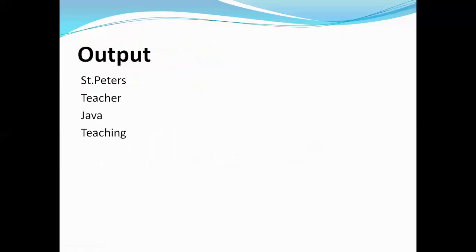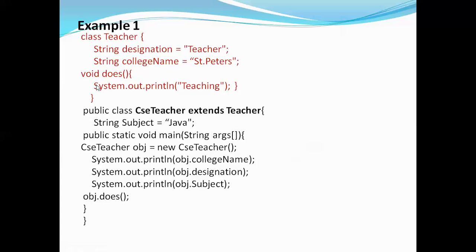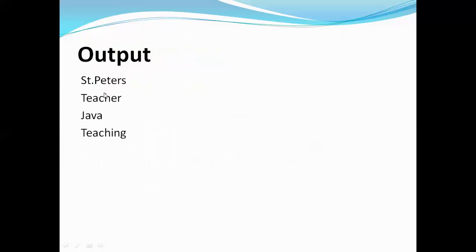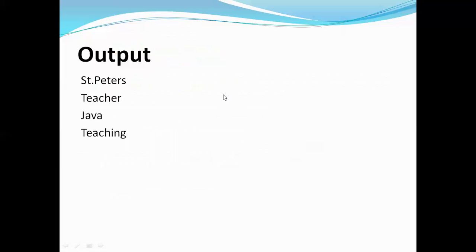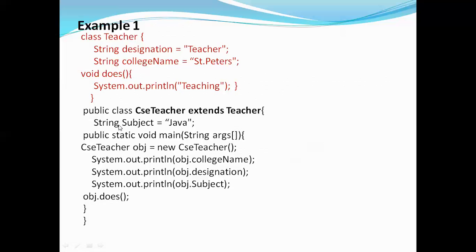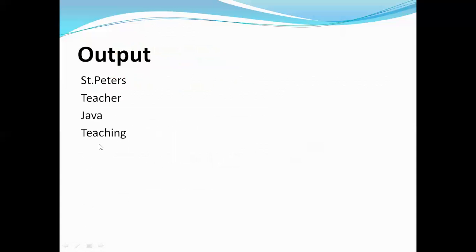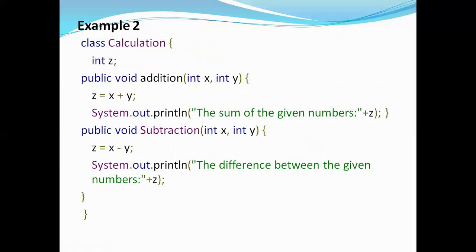Now let's see the output. So this is the output. I have called first college name, that is St. Peter's, then designation, that is teacher. Next is subject, that is Java. And then the method. In the method I have written teaching, so in your output it will be teaching. So this is one example. Now let's see the second example.